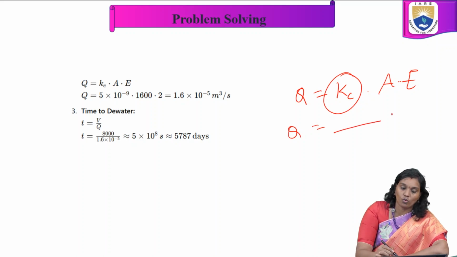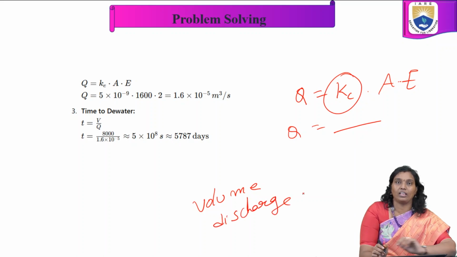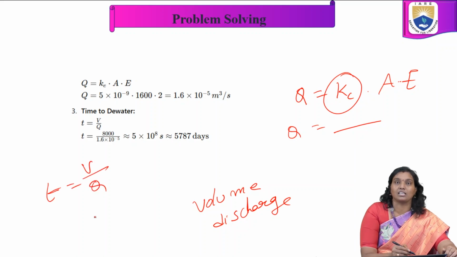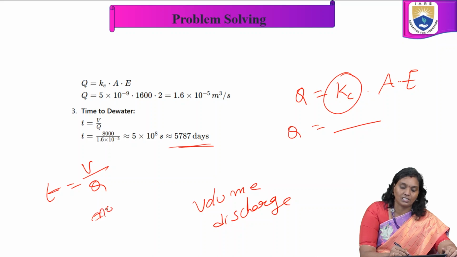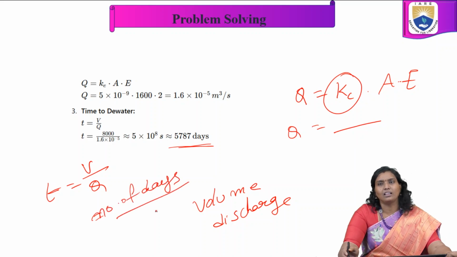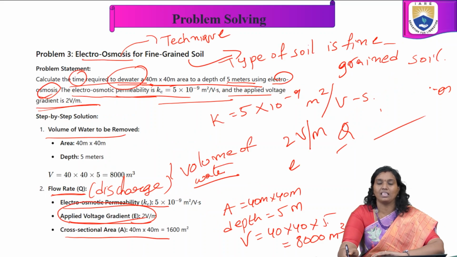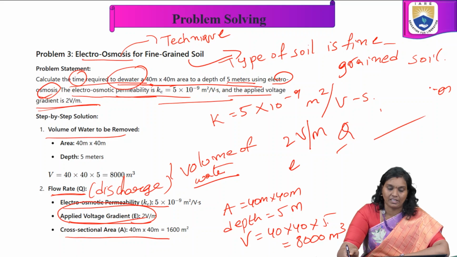Now after we know the volume and the discharge, how much time is required for this dewatering? Time T is equal to volume by the discharge. That volume by discharge gives the number of days. How many days are required, we will know according to this. So like this we are going to understand the problem statement which is given.